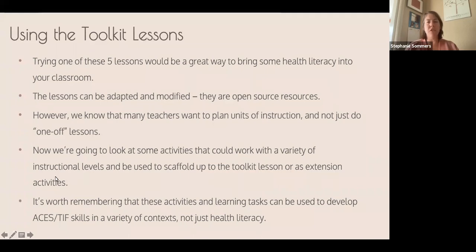We know that many teachers want to plan units of instruction and not just do one-off lessons. So if you would like to maybe plan a unit around health literacy, you could maybe use one of these lessons as sort of like your culminating task. And what I'm going to talk about for the rest of this session then are some activities related to health literacy that could work with a variety of instructional levels and be used to scaffold up to the toolkit lesson or as extension activities, okay?